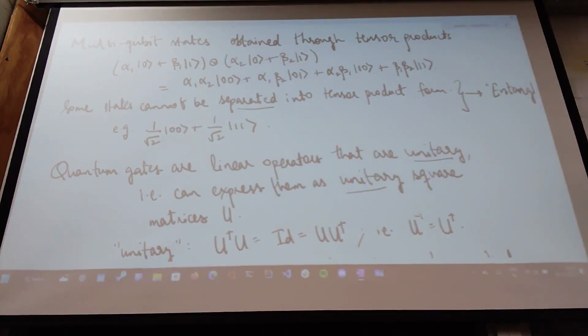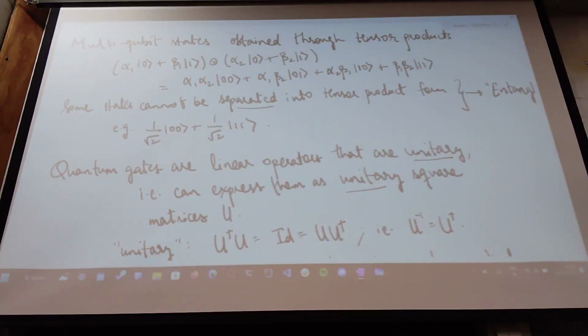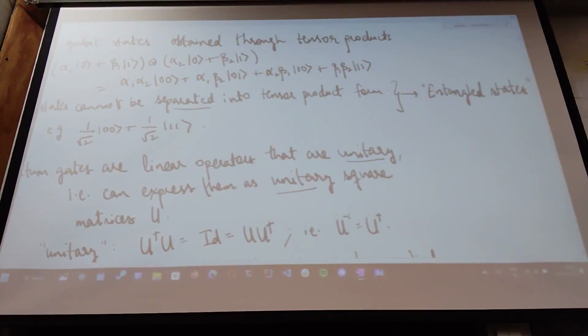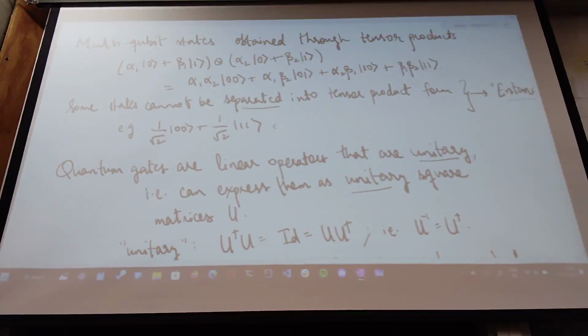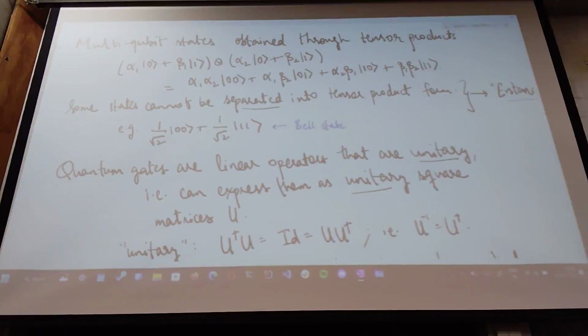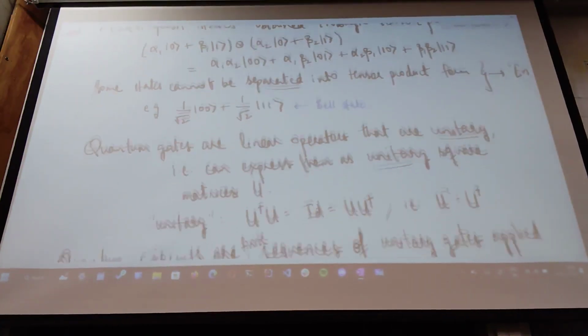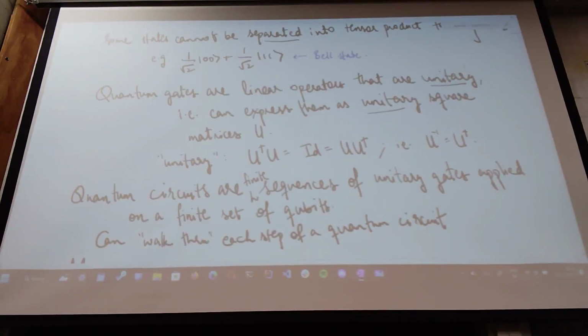You should note that some states cannot be written as a product of two smaller states, states with a smaller number of qubits, and these are known as entangled states, and these are very cool states. We'll be looking at some examples of how to use these today. For example, this state here is called a Bell state. This is a Bell state over 2 qubits, and there's a few more of these, but this is the main Bell state which we'll be considering, especially in this lecture.